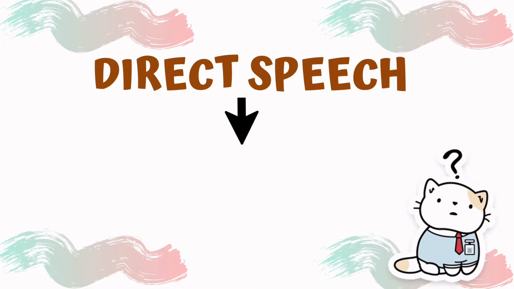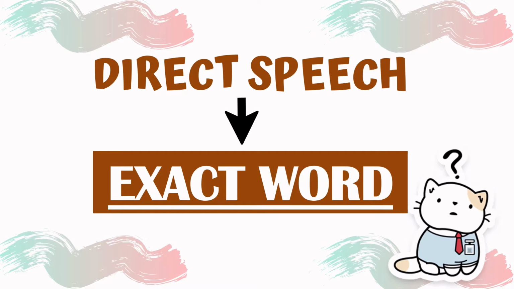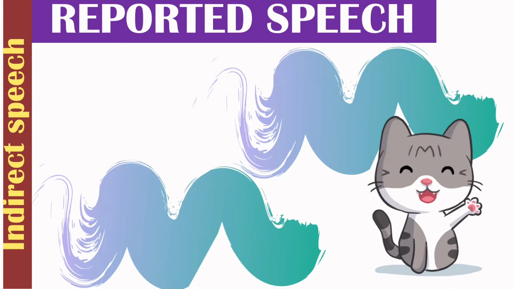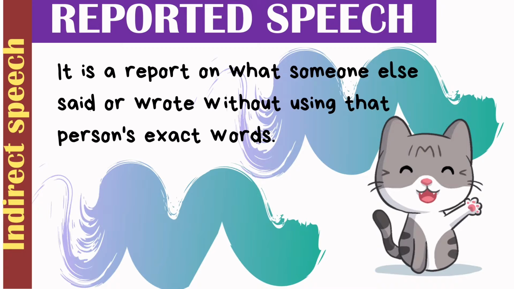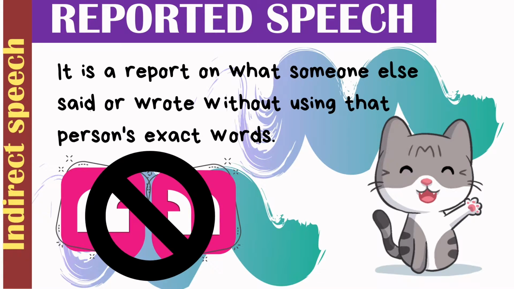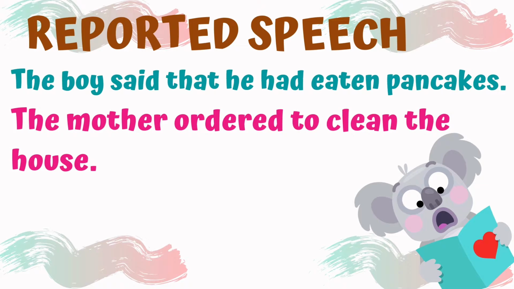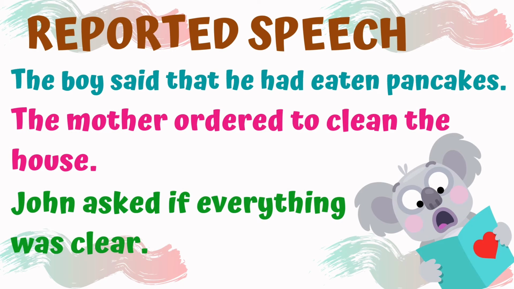Remember, direct speech is the exact word of the speaker. On the other hand, reported speech is also known as indirect speech. It is a report on what someone else said or wrote without using the person's exact words. Unlike direct speech, it doesn't have quotation marks. Example: the boy said that he had eaten pancakes. The mother ordered to clean the house. John asked if everything was clear.